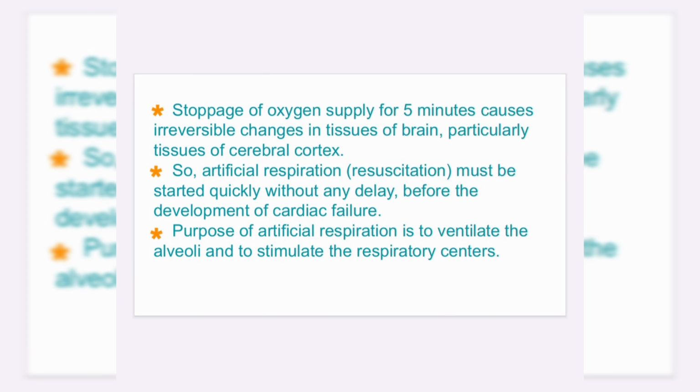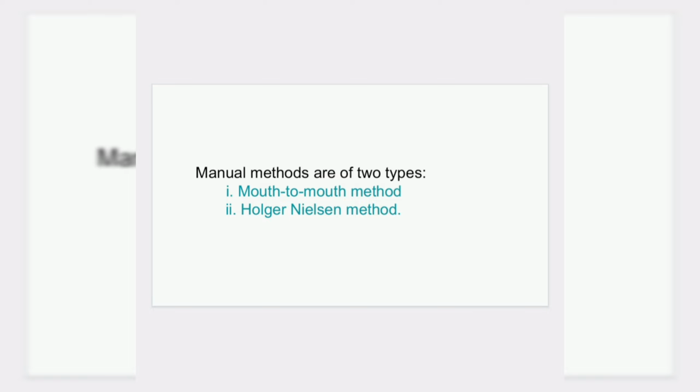Stoppage of oxygen supply for 5 minutes causes irreversible changes in tissues of brain, particularly tissues of cerebral cortex. So artificial respiration resuscitation must be started quickly without any delay before the development of cardiac failure. Purpose of artificial respiration is to ventilate the alveoli and to stimulate the respiratory centers. Manual methods are of two types: mouth to mouth method and Holger-Nelson method.